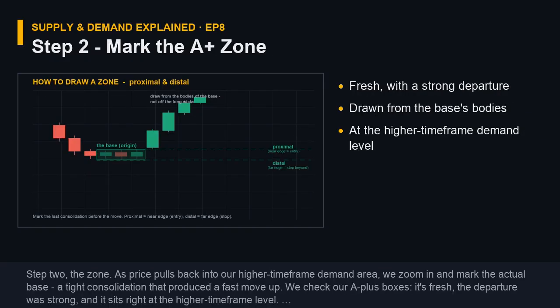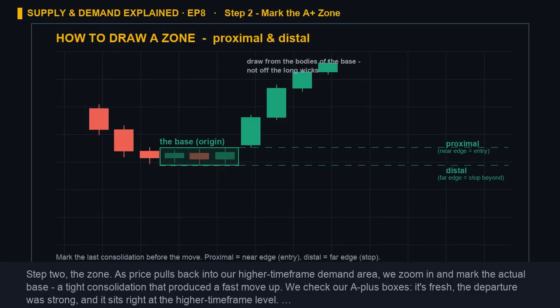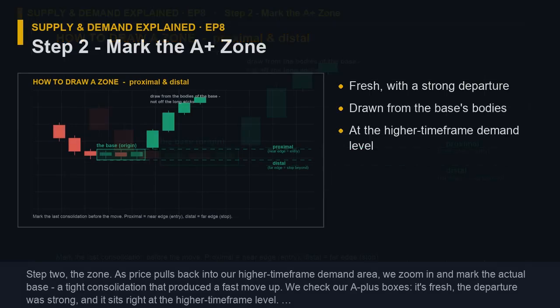The zone. As price pulls back into our higher time frame demand area, we zoom in and mark the actual base, a tight consolidation that produced a fast move up. We check our A+ boxes. It's fresh, the departure was strong, and it sits right at the higher time frame level. We draw it from the candle bodies, proximal and distal, keeping it tight. This is the zone we'll trade, not a random level, a qualified one.